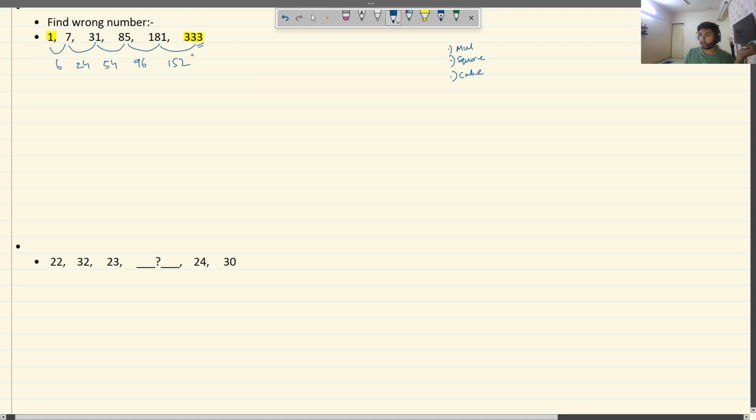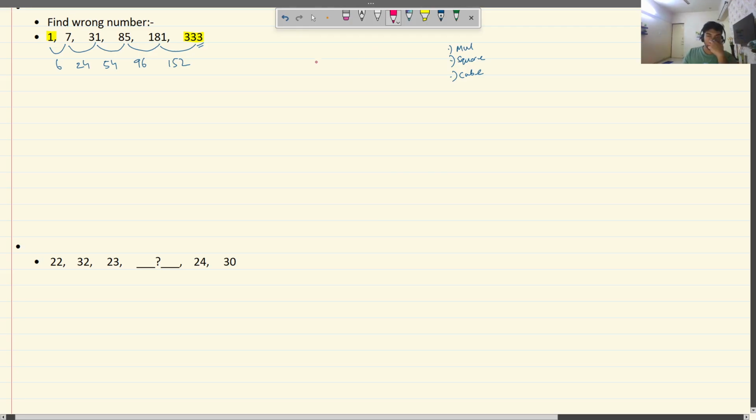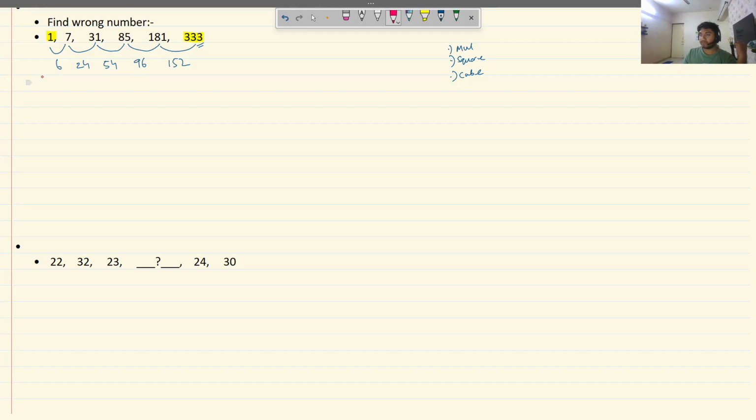Let's figure out the logic. Hmm. Let's see the multiples. Since all these are multiples of 6, let's write them in the form of multiples of 6. So 6 can be written as 6 into 1. 24 can be written as 6 into 4. 54 can be written as 6 into 9. Yeah, look, 4 is a perfect square, 9 is a perfect square.